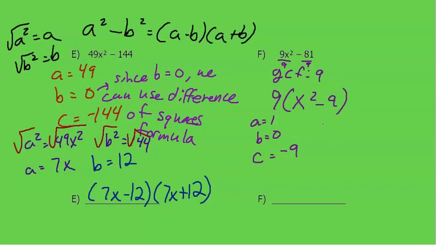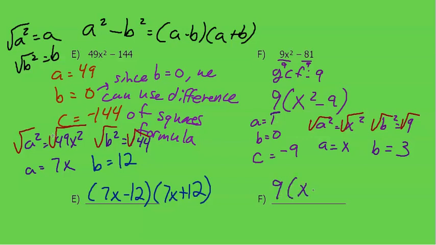Let's use the formula. So if a squared is x squared, and b squared is 9, to find a, we take the square root of each side. To find b, we take the square root of each side of this. So a equals x, b equals 3. Plug it into the formula, and don't forget that 9 at the front. So we have 9 times x minus 3 times x plus 3. And that is your factored form.